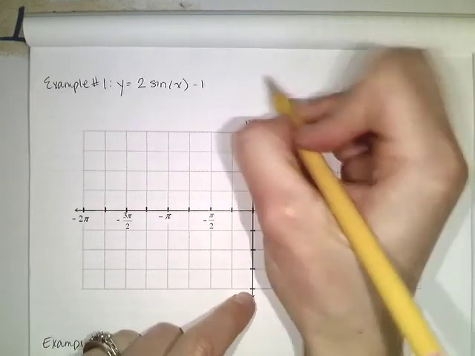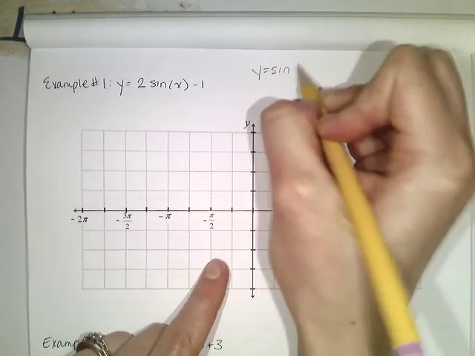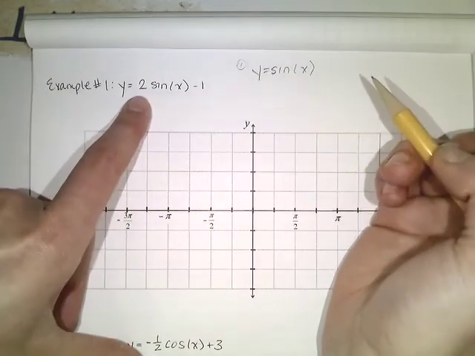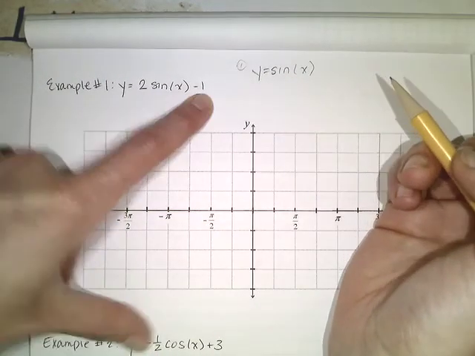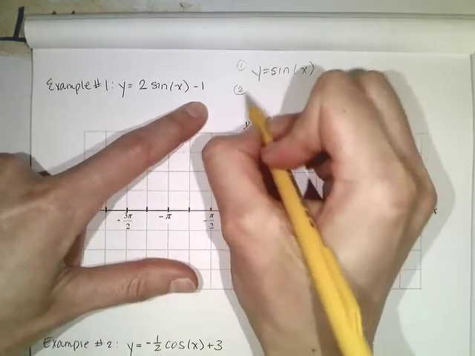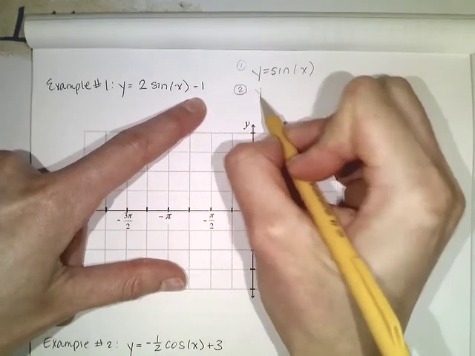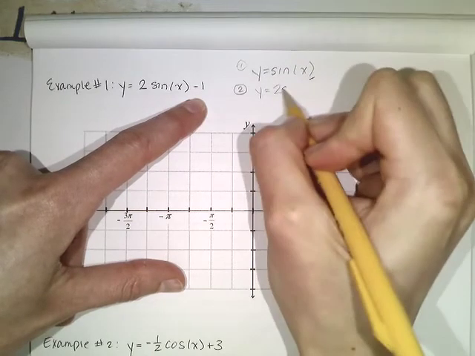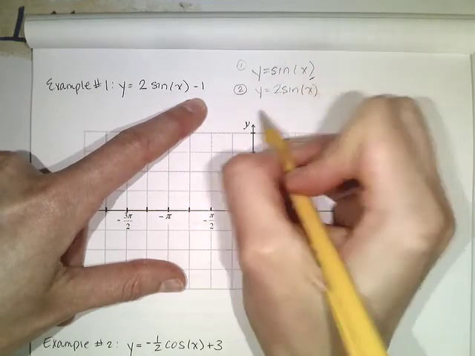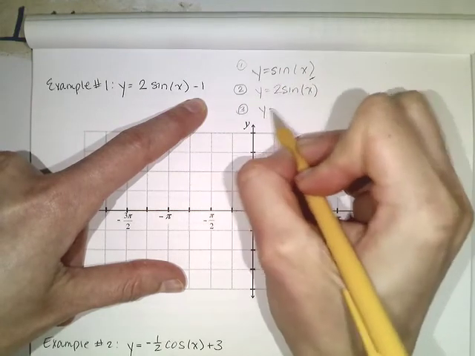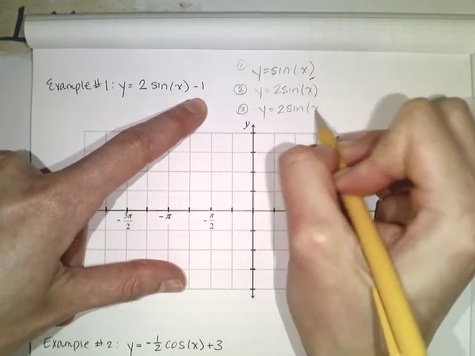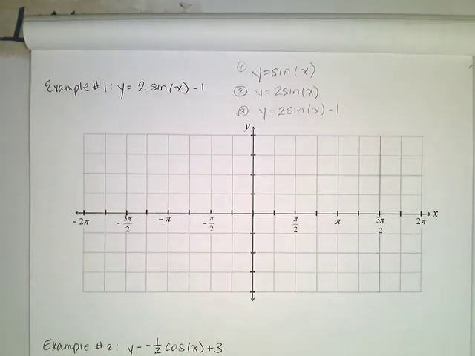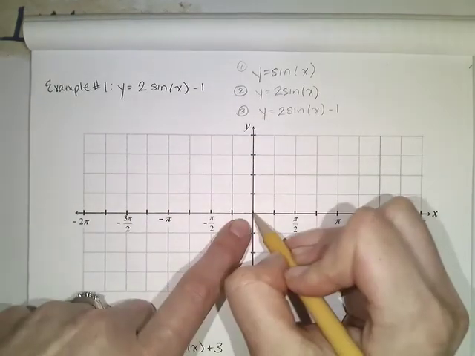So if I start with the parent, y equals sine x, that's going to be my first function. Then think about it as order of operations. You multiply before you add or subtract. So the next function I'm going to do is y equals 2 sine x. And then the last one, which will be my final one, is y equals 2 sine x minus 1. And I'm actually going to do this one.